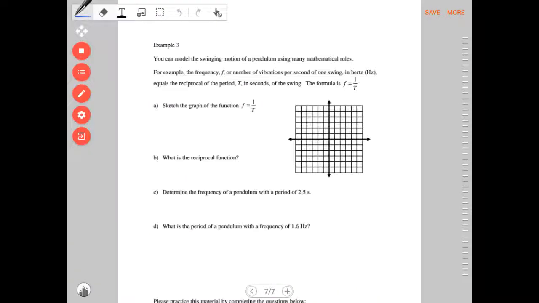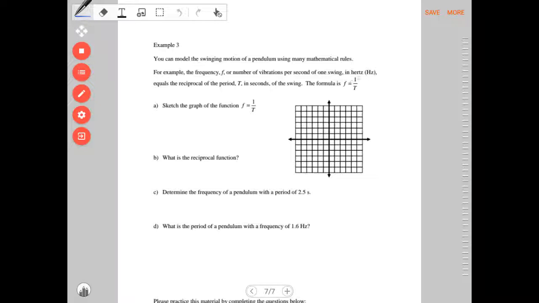Okay, last one. Example 3. You can model the swinging motion of a pendulum using many mathematical rules. For example, the frequency, F, or the number of vibrations per second of one swing, in hertz, equals the reciprocal of the period, t, in seconds of the swing. Wow, that's a mouthful.